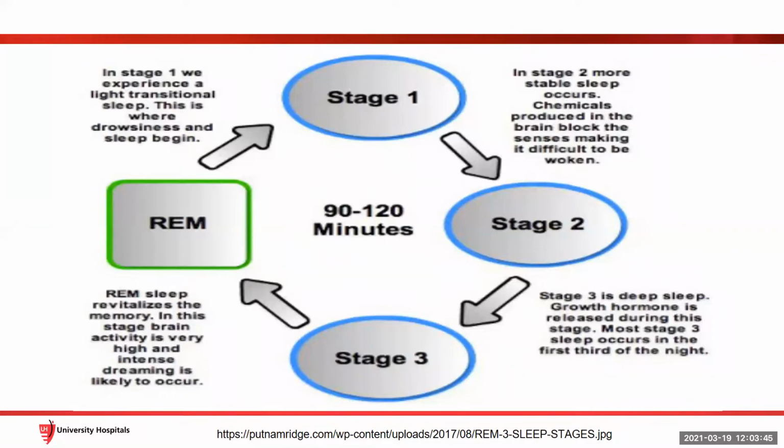So once we start falling asleep, we go into stage 1. Then stage 2 is a little bit deeper, and stage 3 is deep sleep. Then we move on to rapid eye movement sleep, which is when we do experience dreaming.